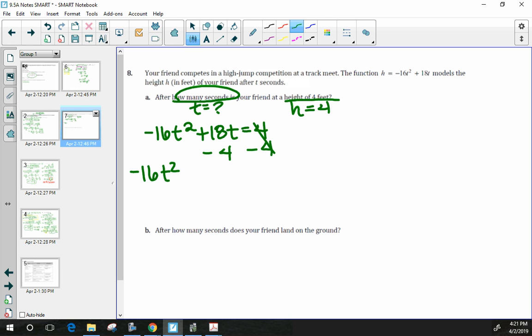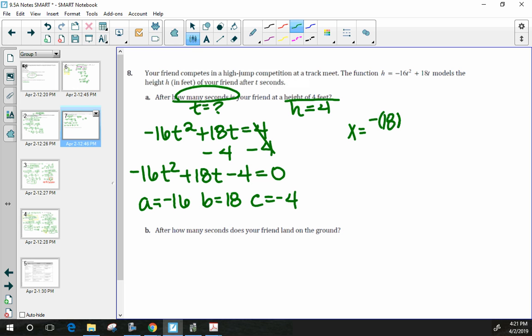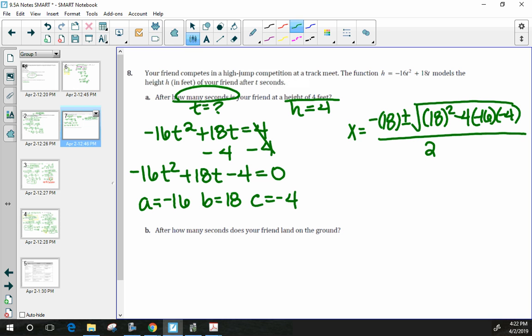quadratic formula here. So I got negative 16t squared, plus 18t, and now I have a negative 4 on the same side. I'm going to identify a, I'm going to identify b, and I'm going to identify c, and I'm going to insert them into the quadratic formula. So the quadratic formula is negative b plus or minus the square root of b squared minus 4 times a times c, and then all of that over 2a.